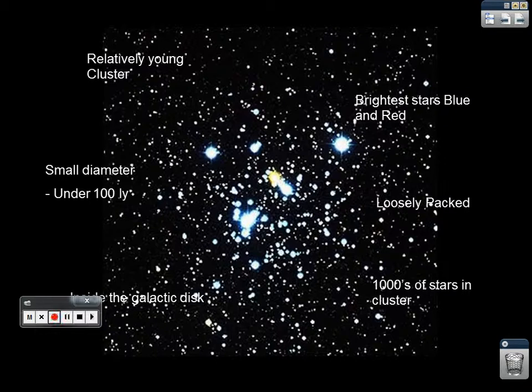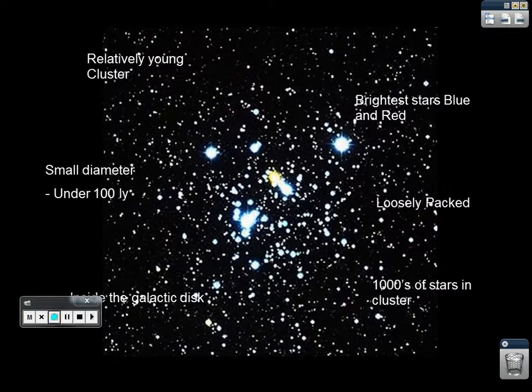Okay, so when we have a look at them, we see mostly blue and sometimes very bright red stars which are on the verge of death. So the brightest stars are blue, and there are some very bright red stars, and they're the ones that are going to explode as supernovas. So these are the normal general traits of a galactic cluster.